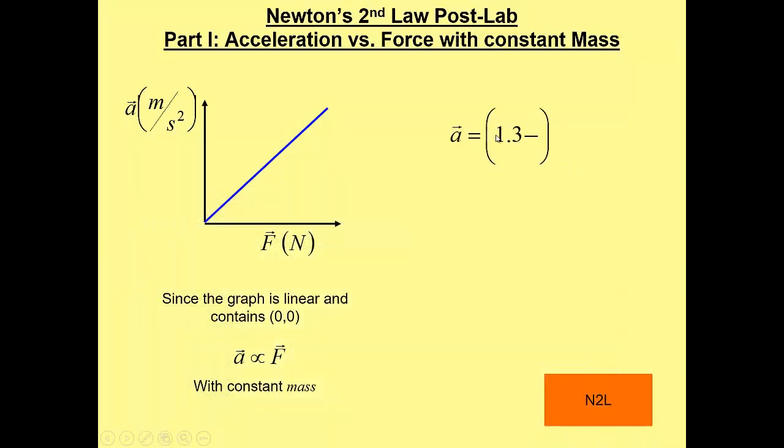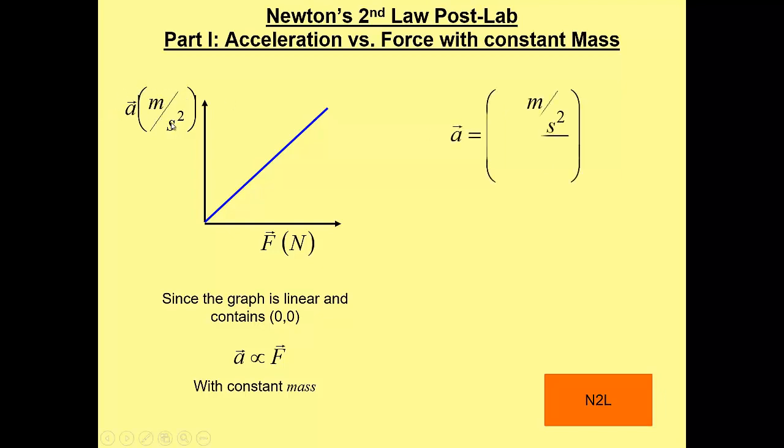So in order to interpret what this slope means, we of course need units. We find units on a slope the same way you find a slope, rise over run. So in this case, the units of rise are acceleration units, meters per second squared, and the units of run are force units, or newtons. So we have a slope of about 1.3 meters per second squared per newton.